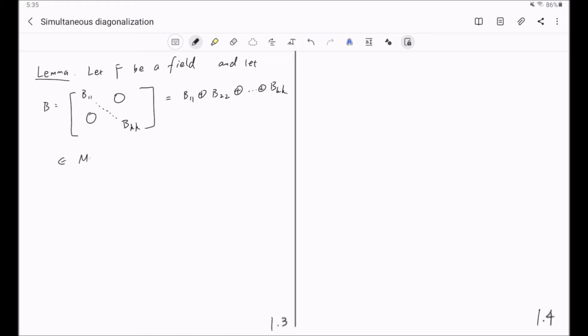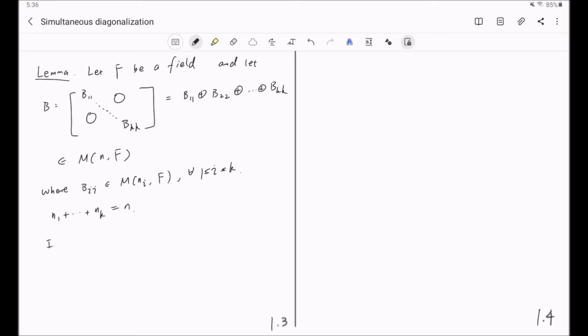And B is assumed to be a matrix of size n where B_ii is a matrix of size n sub i over F for any i greater or equal to 1, less than or equal to k. And the n sub i's sum up to little n.